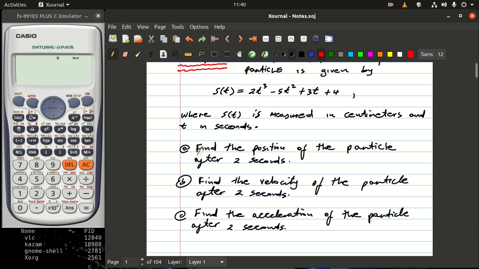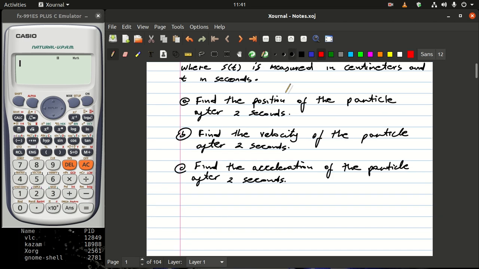So the first question is saying find the position of the particle after 2 seconds. And if you notice here, this is the position function. In other words, if I plug in 2 seconds here, I will find the position of the particle after 2 seconds. So these are the solutions to these questions.